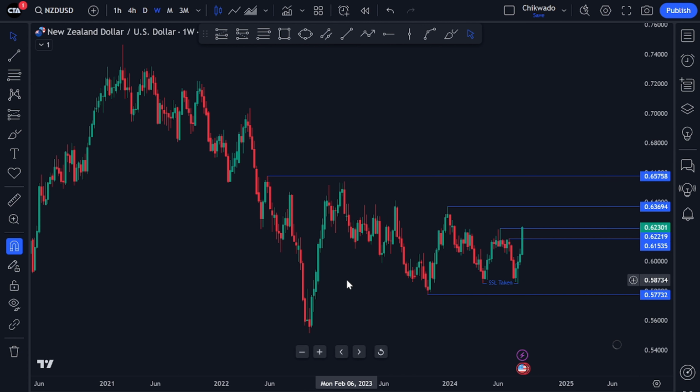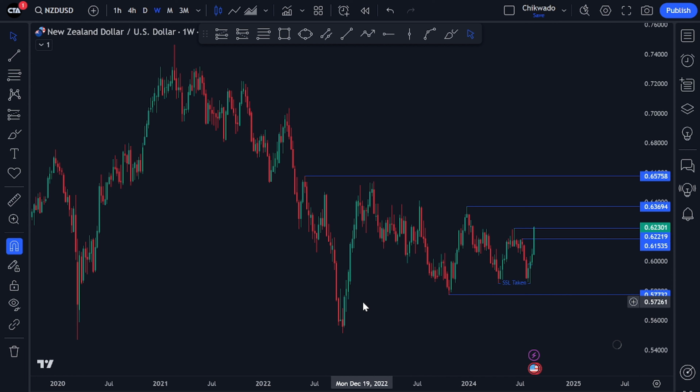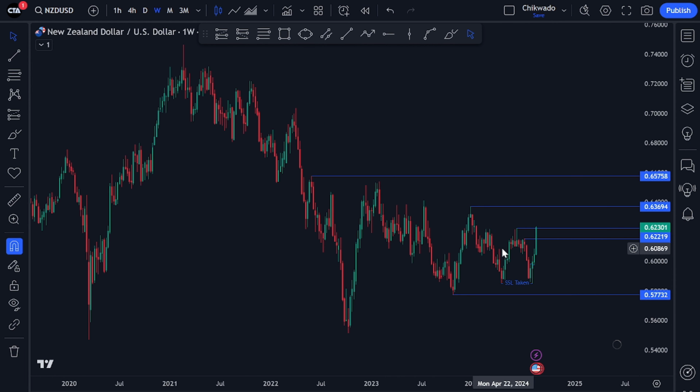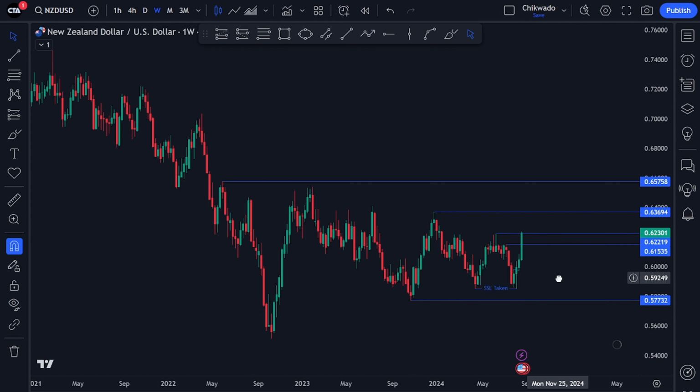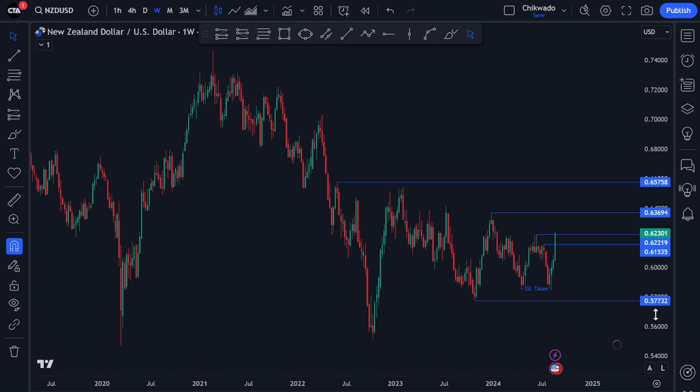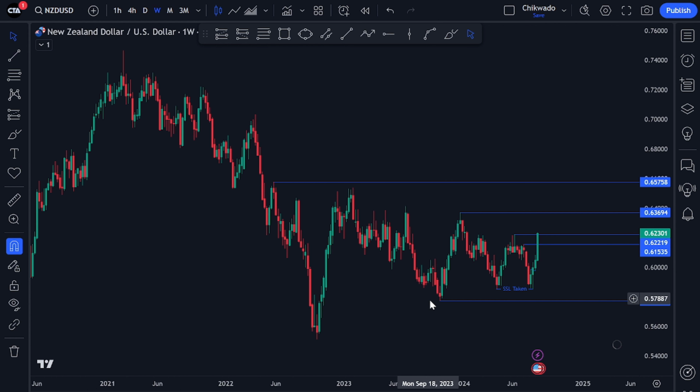So now we have NZDUSD, clear direction. We ran through this low, took sell side liquidity, and the market has taken off very aggressively. But if you understand the school of thought that I come from in trading, you know that I'm always looking out for liquidity levels. You can see how we had liquidity here. Everything you see here marked out on the chart is areas of liquidity.